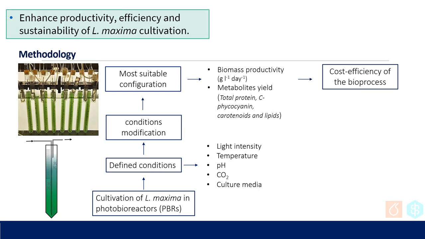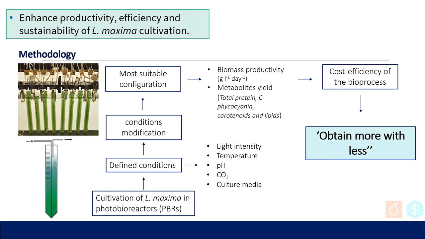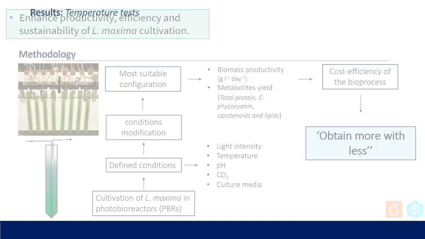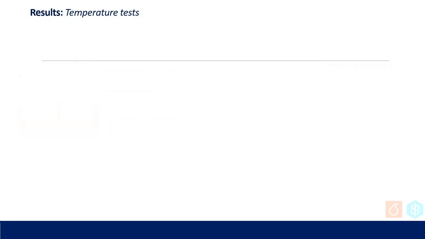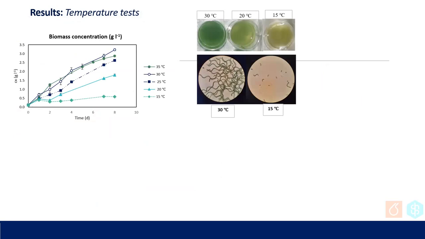So one more time, what we want to do is to optimize the whole cultivation process. In other words, we want to obtain more with less. We don't want to spend much money because this is meant for commercial purposes, right? Some of the results, I don't have time to show you all the results I have. However, regarding temperature tests, we have found that spirulina can grow optimally between 30 and 35 degrees.